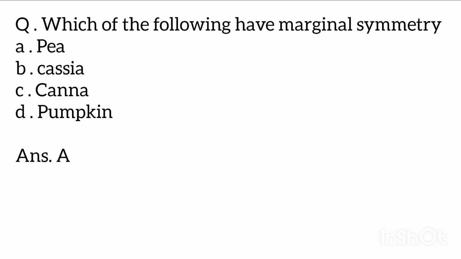Next question. Which of the following have marginal placentation? Option A, pea. Option B, cassia. Option C, canna. Option D, pumpkin. So the answer of this question is option A, pea.